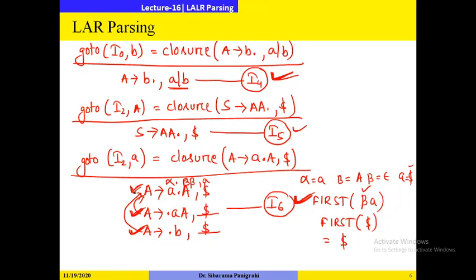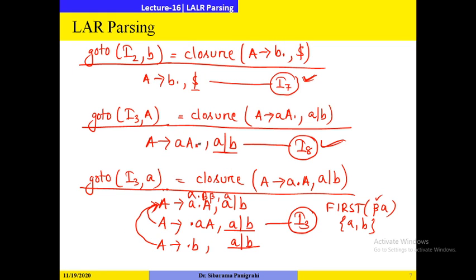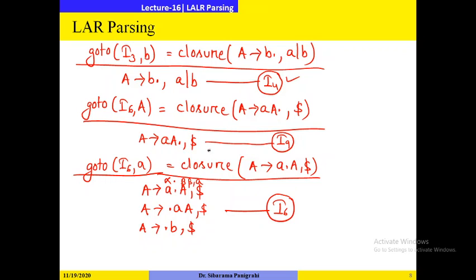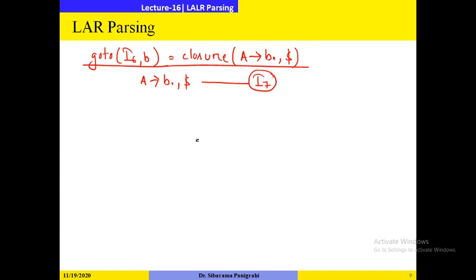Now in I6, can you jump any other symbol? You have jumped the capital A, you have jumped the small a, you have jumped the small b. Now let us go to I7. In I7 you see dot appears at the end, so we cannot jump. In I8 dot appears at the end. Now in I9 dot appears at the end. It means we have traversed all the items. So now the canonical collection of items is terminated.